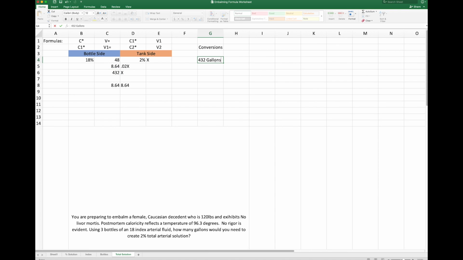And once again, we have a problem. It's not 432 gallons, it's 432 ounces. So we do need to do one last conversion, which is this number divided by 128, which is 3.375. So our answer is 3.375 gallons. So what are ways people can screw this up even after they've done it right?